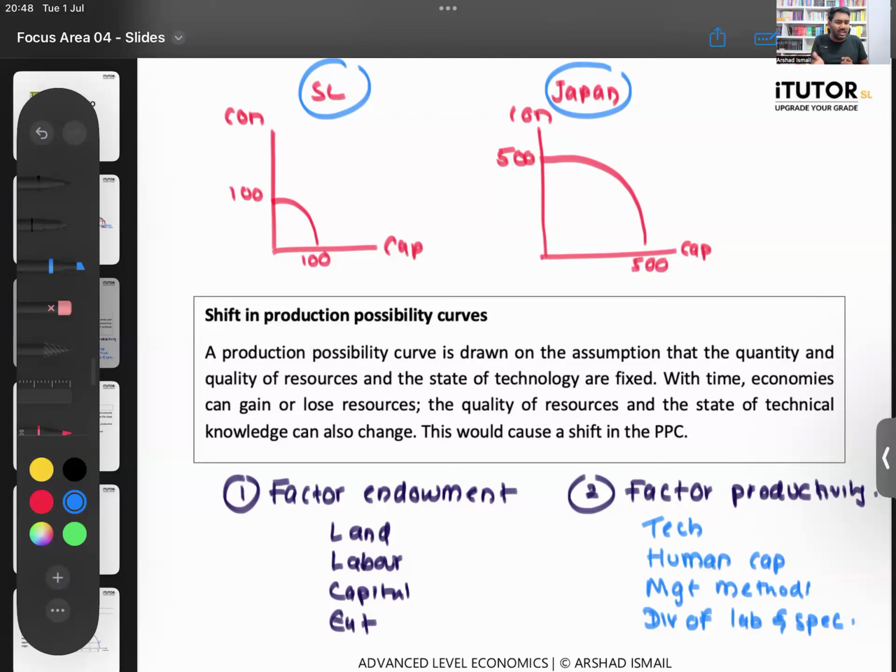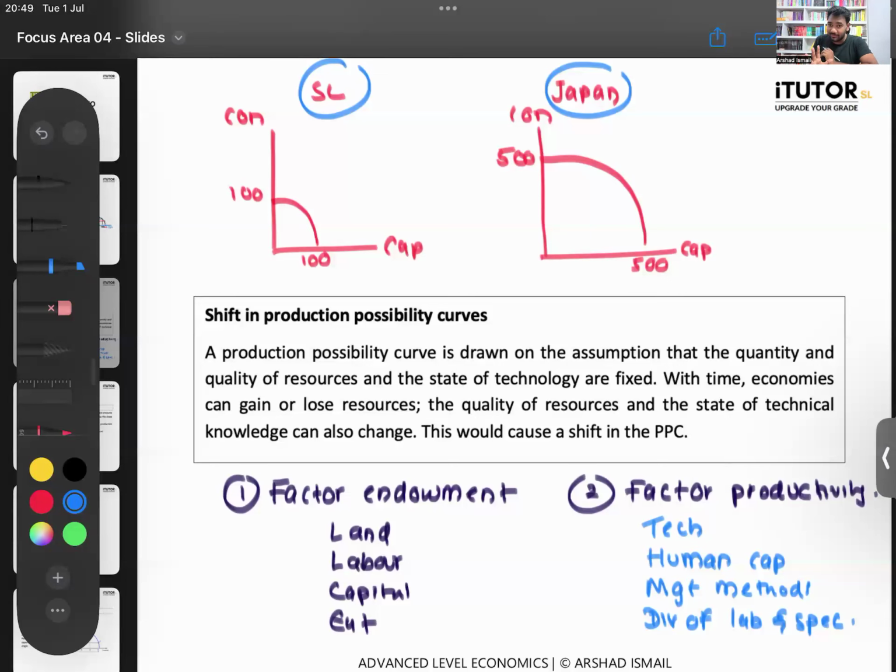Maybe Japan has more labor. Maybe Japan has better technology. Maybe Japan has better human capital. It could be a combination of it. It could be multiple things, or it could be one thing. So these are the determinants of a PPC. These are the two main things that determine the size of a country's PPC. Japan has a bigger PPC, maybe because they have more resources and their productivity is high. Sri Lanka has a smaller PPC, maybe because our resources are not that much and our productivity is low.